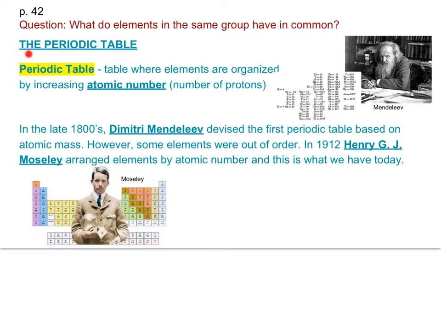These notes are called the periodic table. Our first vocabulary term is periodic table. A periodic table is the table where elements are organized by increasing atomic number. And remember that atomic number refers to our number of protons. In the late 1800s, Dmitri Mendeleev devised the first periodic table based on atomic mass. However, some elements were out of order. In 1912, Henry G.J. Moseley arranged elements by atomic number, and this is what we have today.